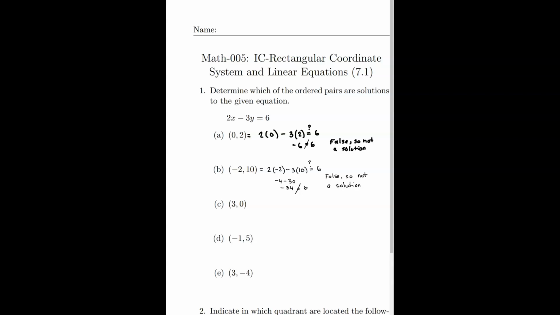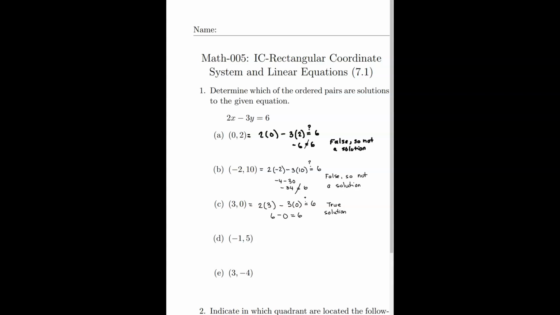All right. I'm going to plug in 3 and 0 in this next case. So 2 times 3 minus 3 times 0 equals 6. And that's the question, right? Is it equal to 6? Well, in this case, it looks really positive. So I've got 2 times 3, which is a 6, minus a 0 equals 6. And that is a true statement. And this is a solution.